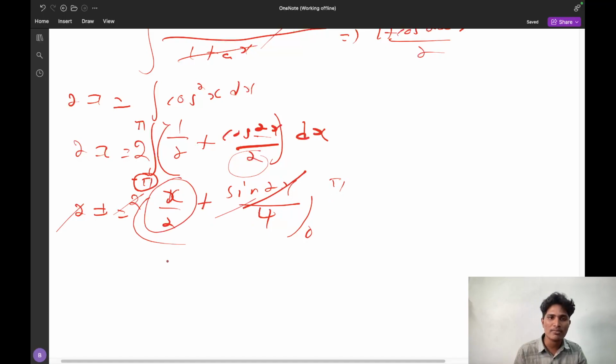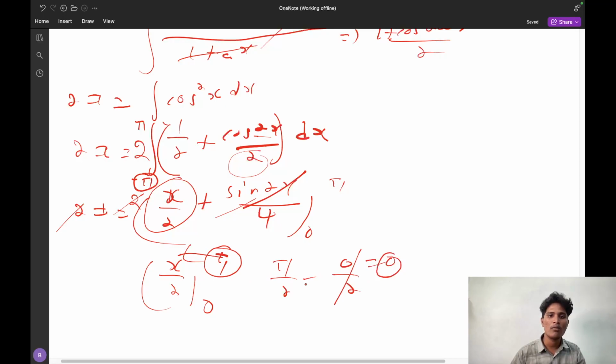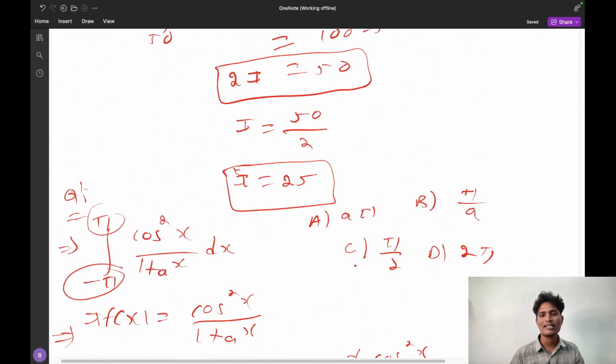So I have to just substitute x by 2, and in the x by 2 I have to substitute the limits. When I substitute pi here, it will be pi by 2 minus 0 by 2. So 0 by 2 is 0, it is equal to 0, but the answer will be pi by 2 only. When you observe the options, the answer is C, that is pi by 2. Like this you have to solve.